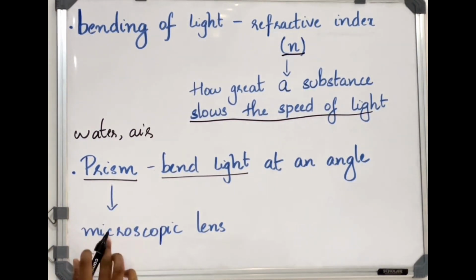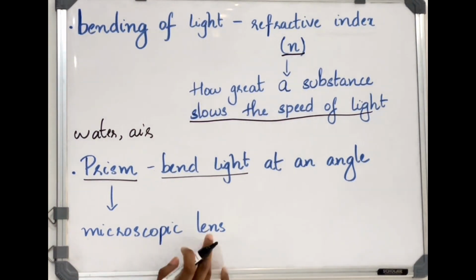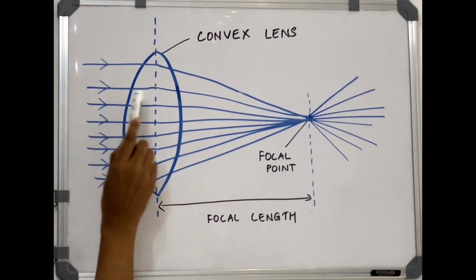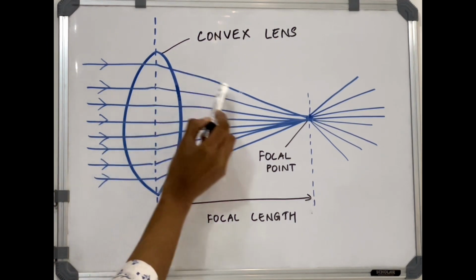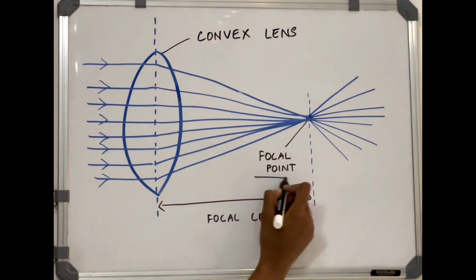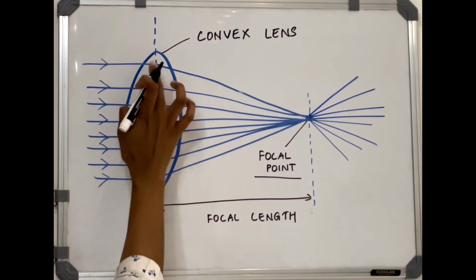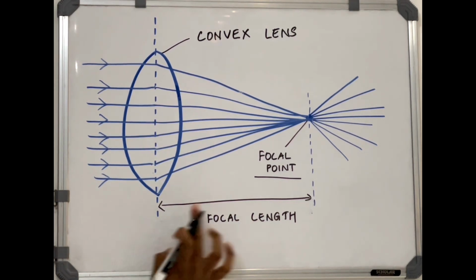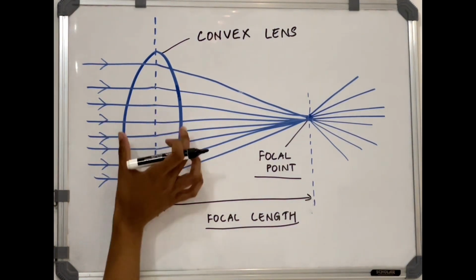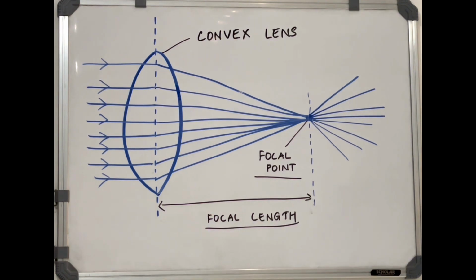So this is the same way that microscopic lenses also work. The lens will bend the light at an angle. So the convex lens, when they receive all the light rays, they focus all those light rays to a point that is known as the focal point or F point. And the distance from the center of the lens to the focal point is called the focal length. Now, the strength of the lens is determined by the focal length. If a lens has a short focal length, then it can magnify the objects more when compared to that of a lens with long focal length.